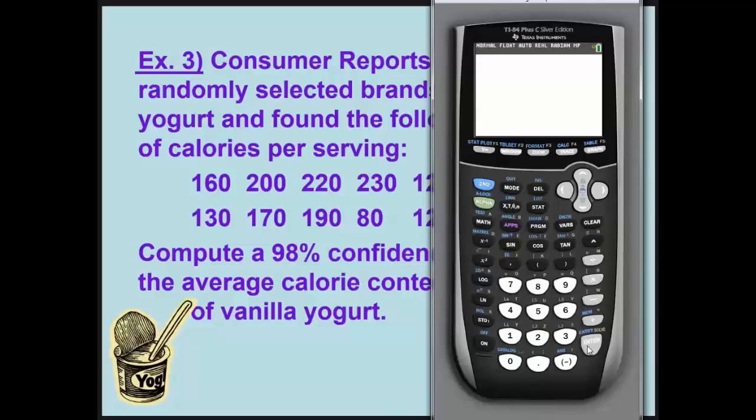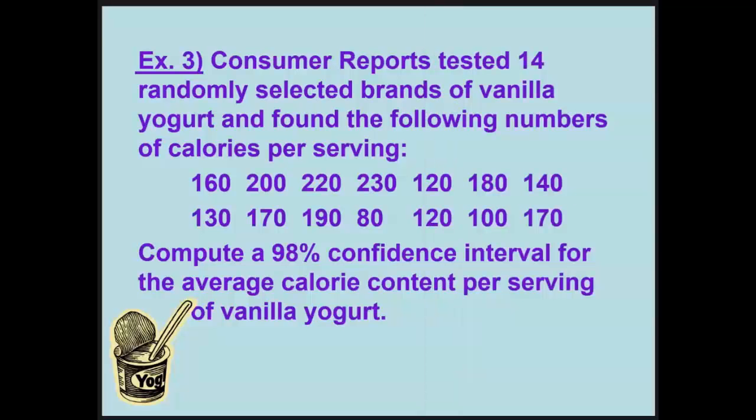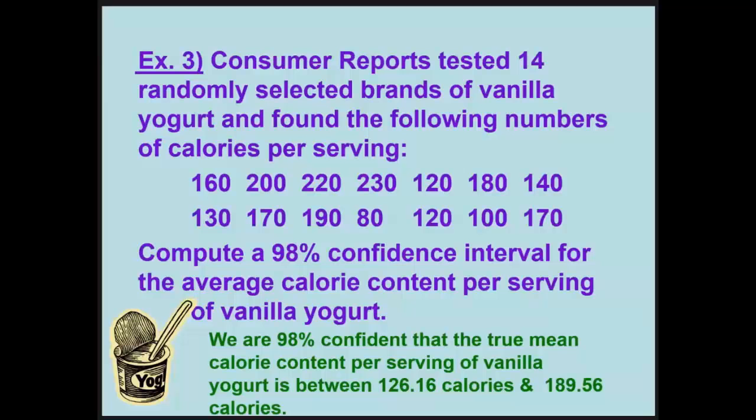So I'm going to hit calculate, and it's going to do some thinking, and it's going to tell me that the confidence interval is between 126 and 189, and in addition, it gives me the mean and the standard deviation of my particular sample. So the last thing that we need to do is set up some sort of conclusion sentence. So that would be, we are 98% confident that the true mean calorie content per serving of vanilla yogurt is between 126.16 and 189.56 calories.